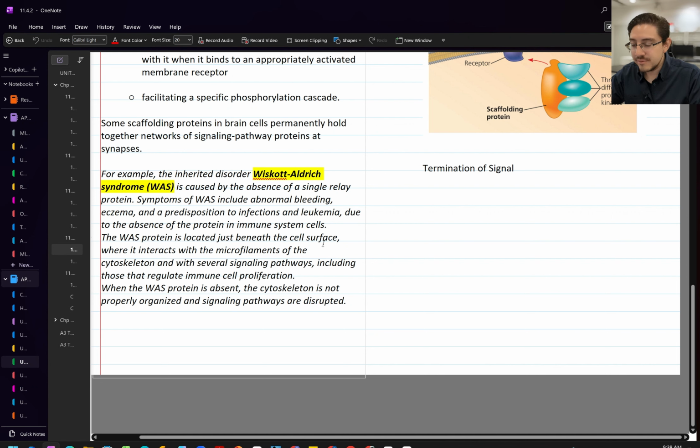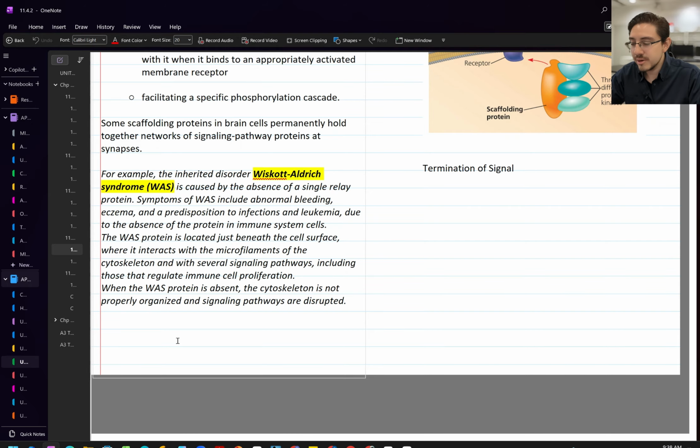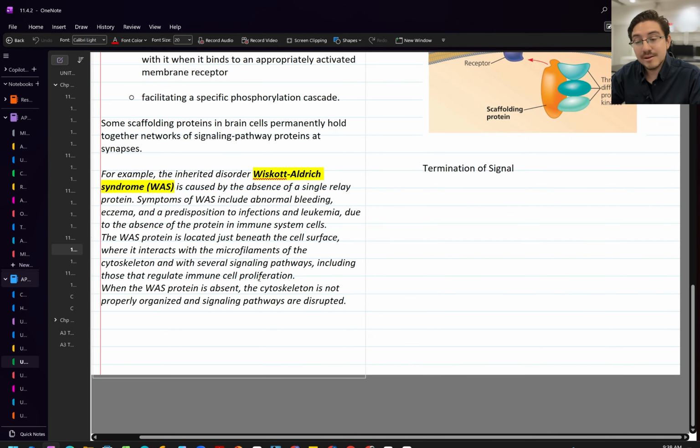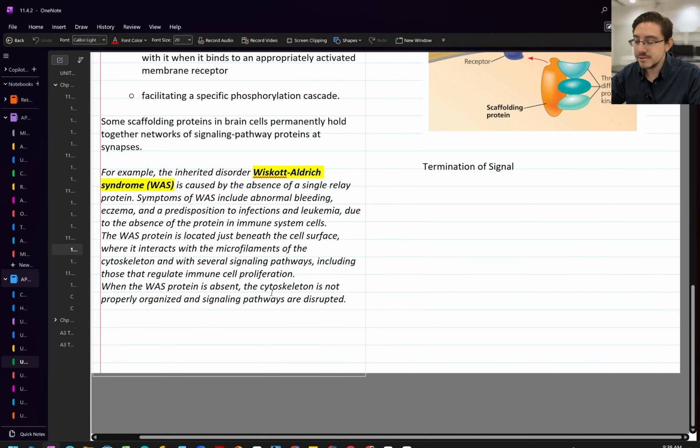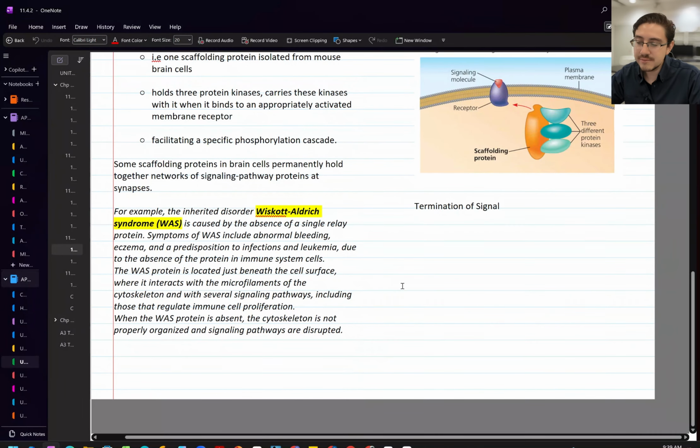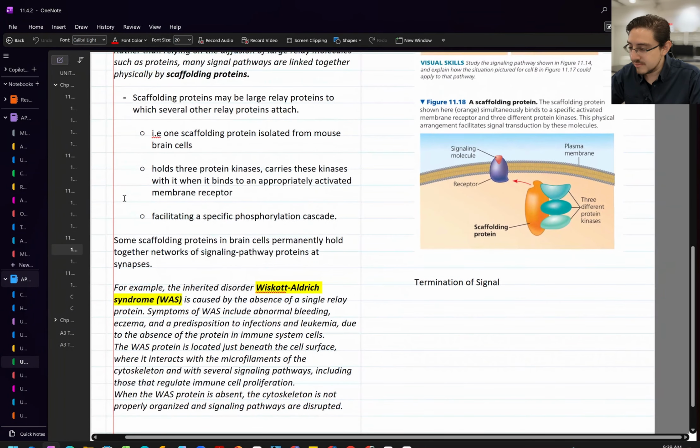is located just beneath the cell surface, where it interacts with the microfilaments of the cytoskeleton and with several other signaling pathways, including those that regulate immune cell proliferation. When the WAS protein is absent, the cytoskeleton is not properly organized and signaling pathways are disrupted. Okay, so just to briefly read on this particular thing. Depending if you're an AP or an undergrad, you might need to know the specifics of that, but I just wanted to give that to you guys.